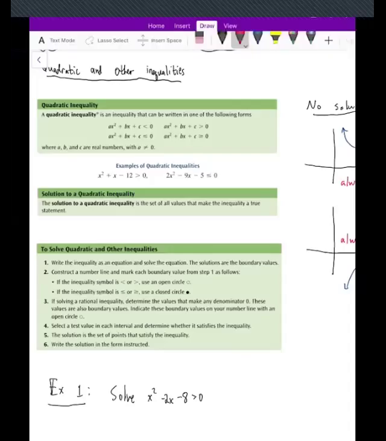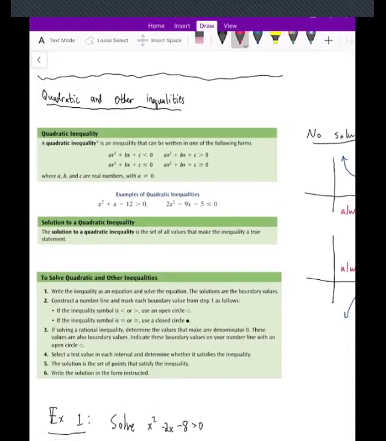Okay, guys, welcome. Today we're going to talk about some quadratic and other types of inequalities. Now that we've looked at many of the different methods that we can use to solve quadratic equations and look at graphs of quadratic functions, we can now talk about an extension of this, which will allow us to look at quadratic and some other types of inequalities.